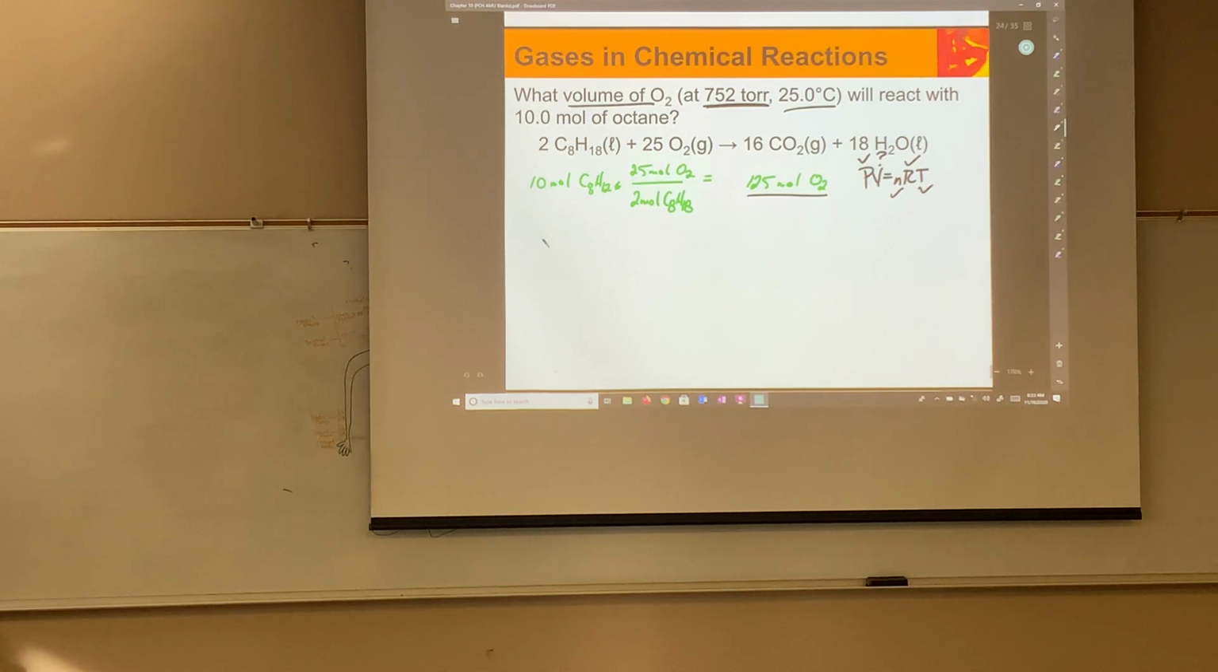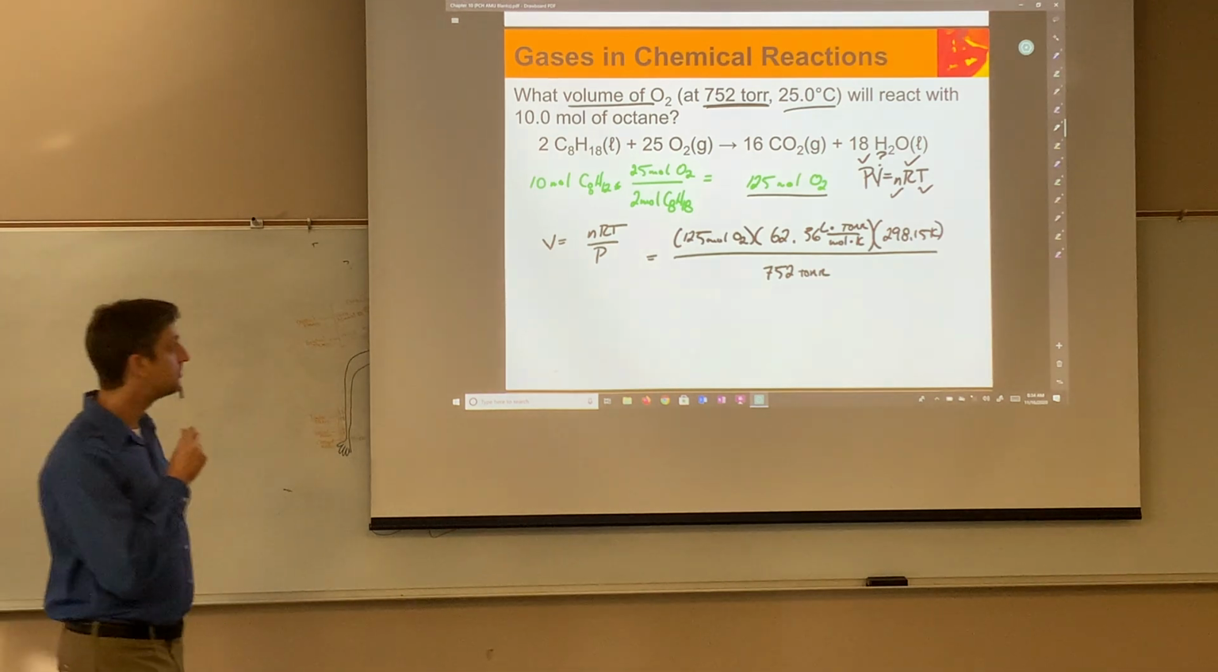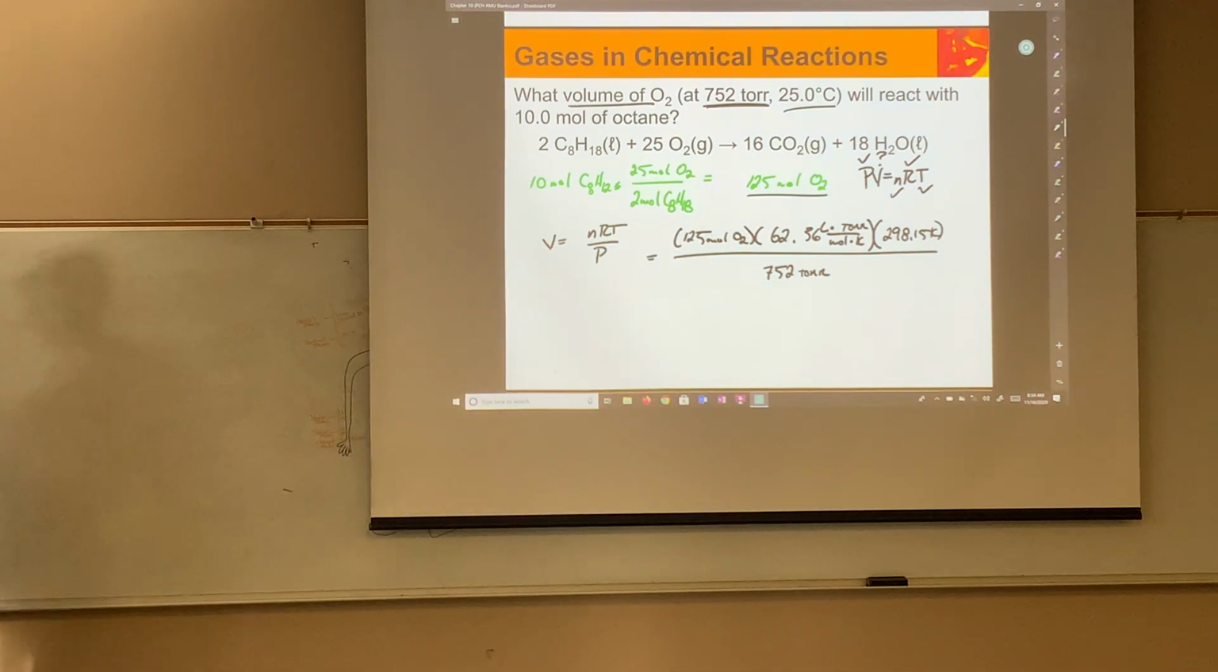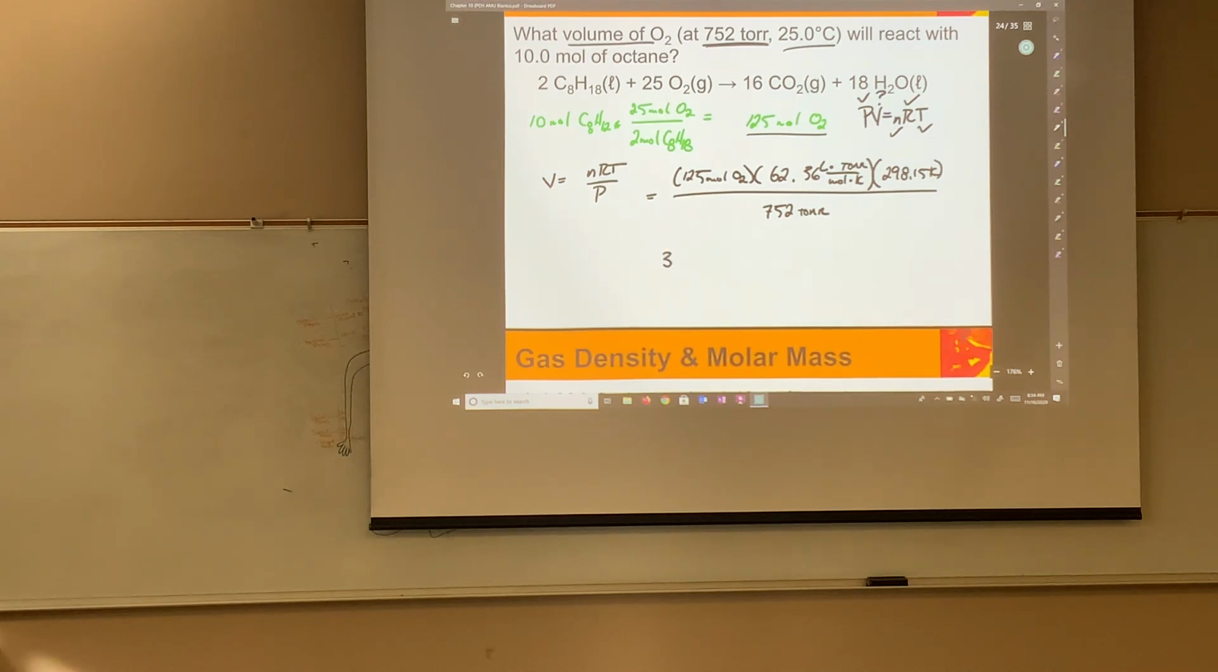All right, so let's rearrange this, right? So volume is equal to nRT over pressure, right? So volume is equal to moles, which is 125 moles of O2, R is 62.36 liters torr per mole Kelvin, right? And 298.15 Kelvin. Don't forget to convert Celsius to Kelvin, and 752 torr. Got it? We plug that all together, we should get a pretty large number. 3,090.53. Sounds about right. So I got about 3090 liters of O2.